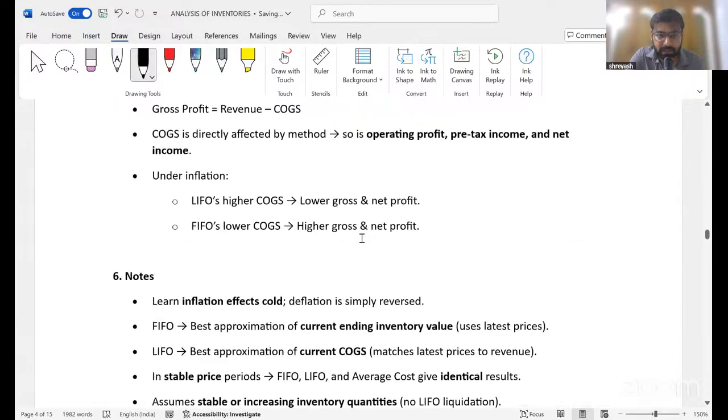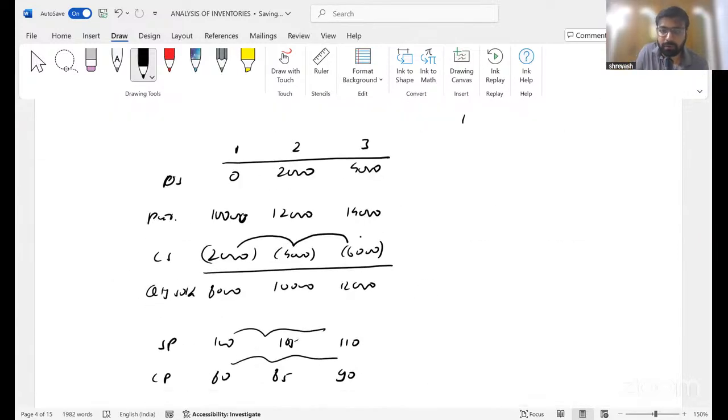Let's first take an example where I'm following FIFO. Whenever I'm following FIFO, and actually LIFO also we do together so that it is easier. What is the revenue that I have in year 1, year 2, year 3? Sir, in both LIFO and FIFO the revenue will be the same, right? Why would revenue change? Let me improve the presentation a bit. All right.